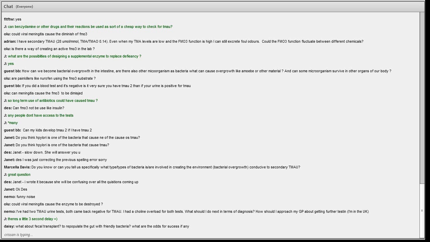But that's not really well understood. But in theory, yes, it could be possible, because if you were changing the population of bacteria in the intestine in that way, you might end up producing more TMA.